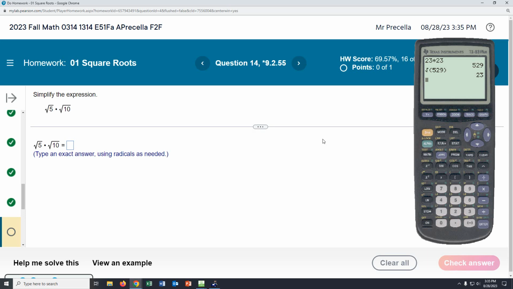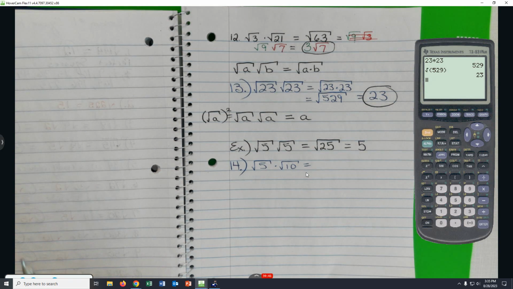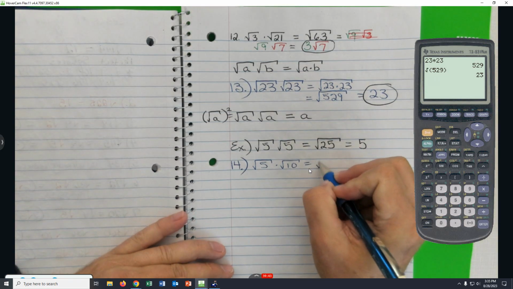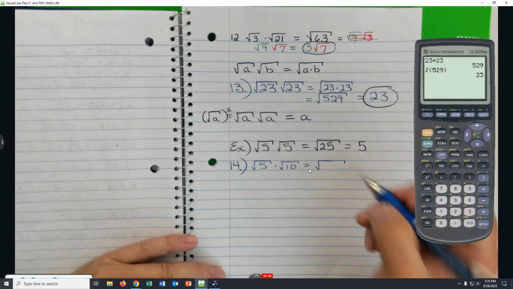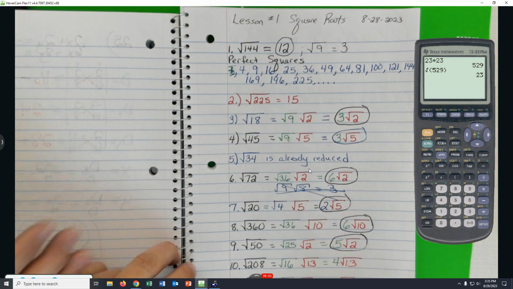But that little rule about a square root times itself, that's going to be important in the next lesson. Number 14, the square root of 5 times the square root of 10. You're getting ahead of me, okay? So, 5 times 10 is 50. And then I would have asked, is 50 a perfect square? And y'all would have said no.